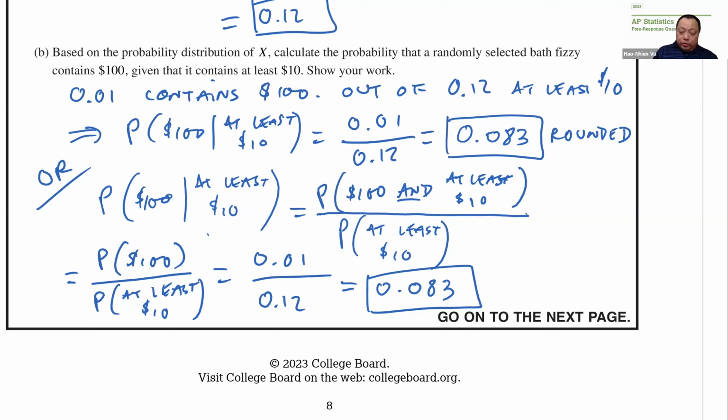I think if you're using this formula, the risk is that you're calculating that as multiplying the two of them together, and you're going to end up getting the wrong answer.